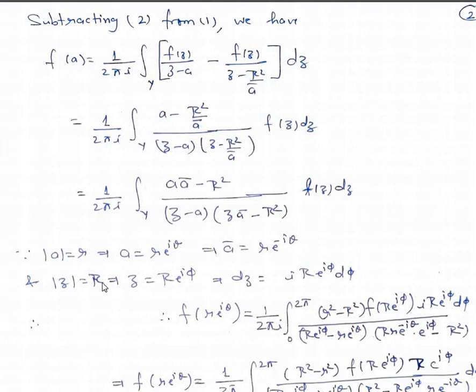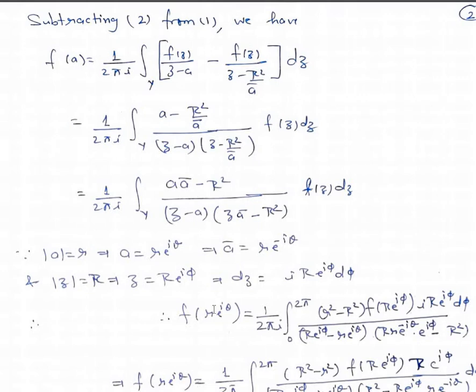Now because |a| = r, a = re^{iθ}, so ā = re^{−iθ}, and |z| = R, it is given to us, so therefore z = Re^{iφ}, so dz = iRe^{iφ} dφ. Now substitute the values in this equation.